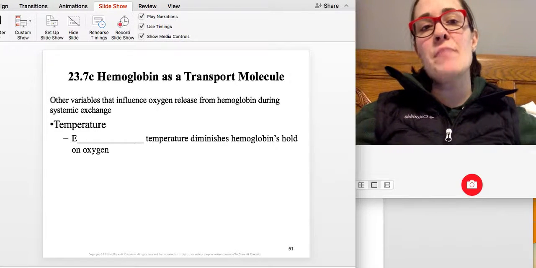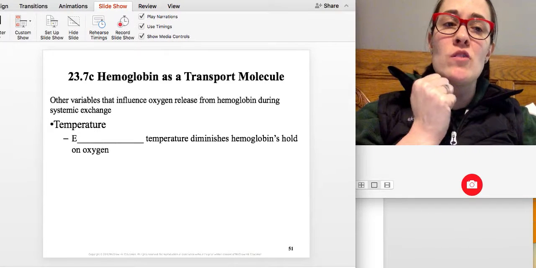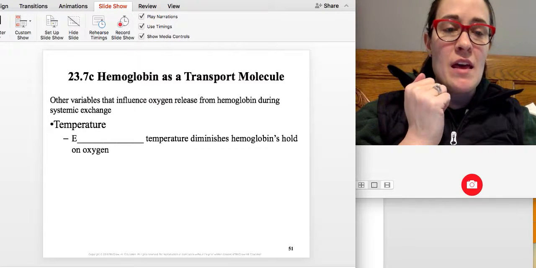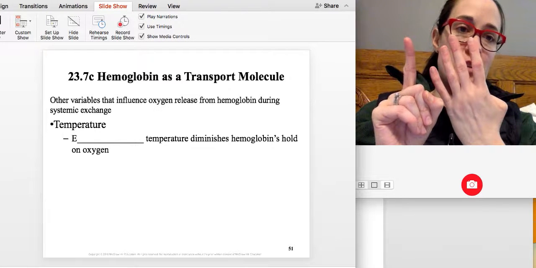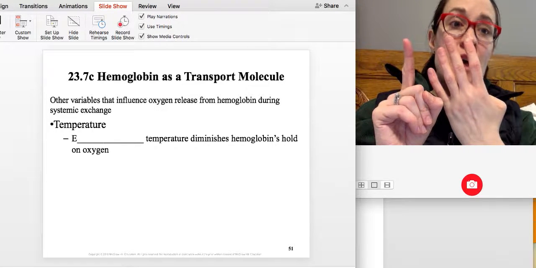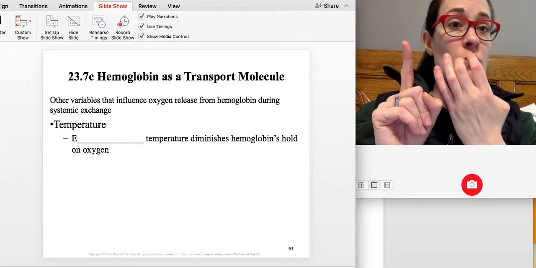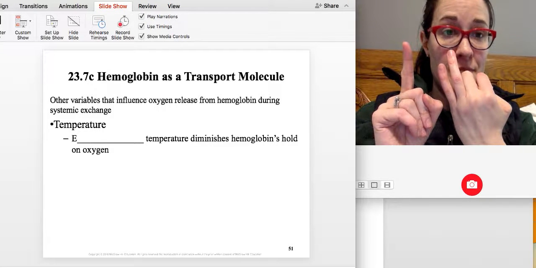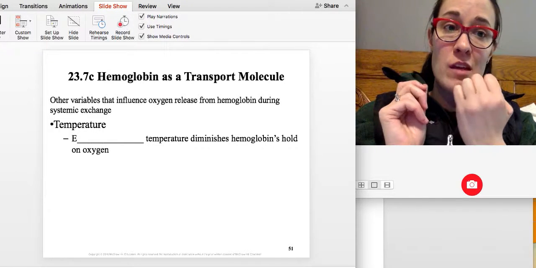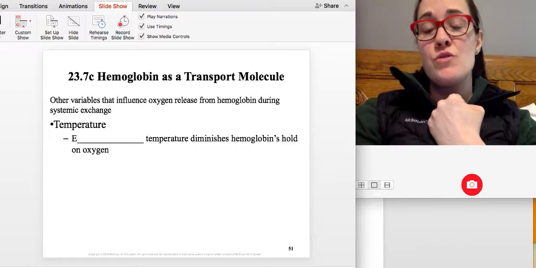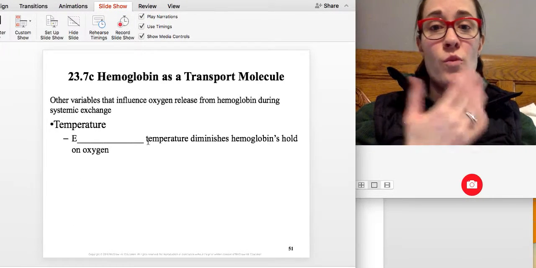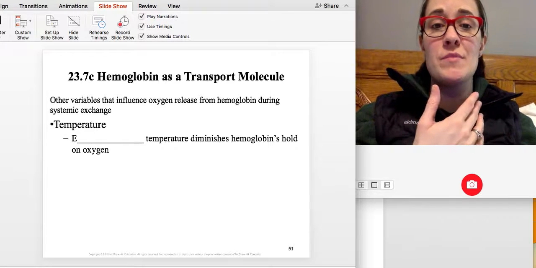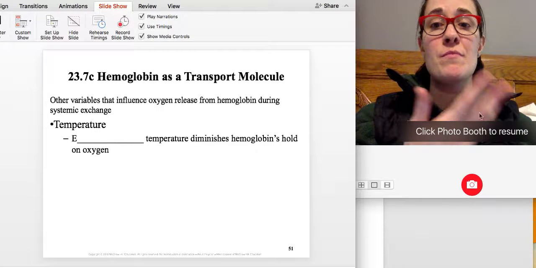A few things impact how well hemoglobin holds on to oxygen. One of those is temperature. Hemoglobin holds 4 oxygens, and higher temperatures cause hemoglobin to want to lose more oxygen. Lower temperatures make hemoglobin hold on to the oxygen. So the word is elevated. Elevated temperatures diminish hemoglobin's hold on oxygen.